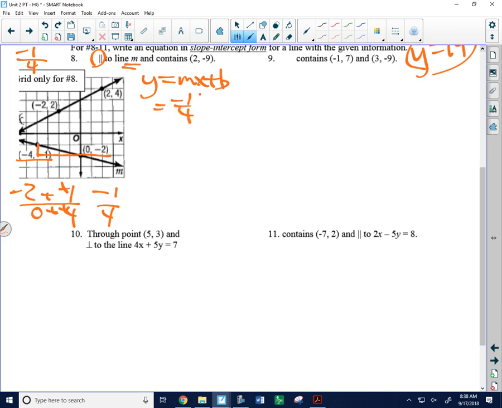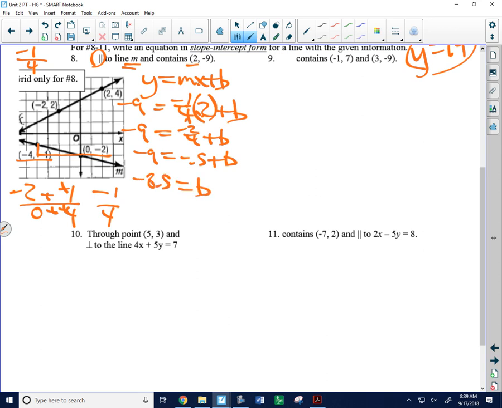And then if you're doing this one, you plug in your x of 2 and my y of negative 9. And then I solve for b. So this would be negative 2/4. 2 times a fourth, 2/4. And I'll multiply the 4 by 2. So then that's negative 1/2. So let's change it to negative 0.5. You can leave it as 1/2 if you want. And then I add 0.5 to both sides, so it should be negative 8.5 for b.